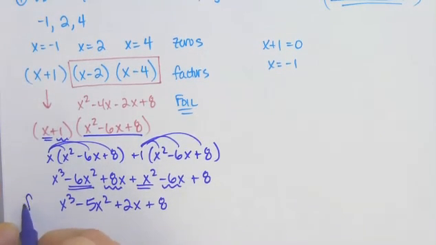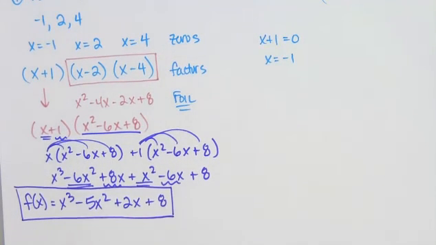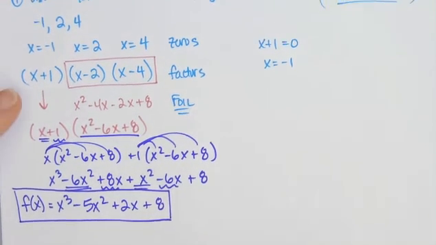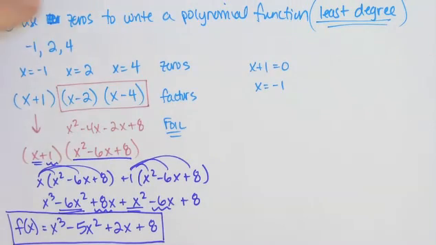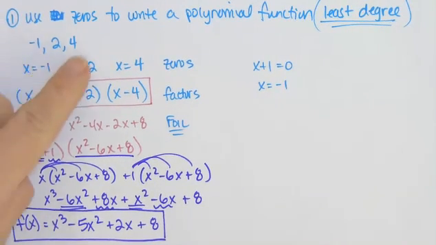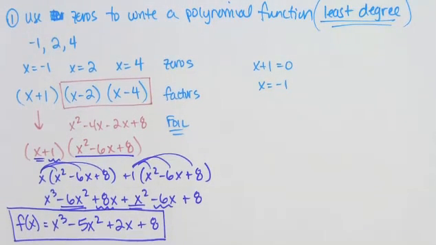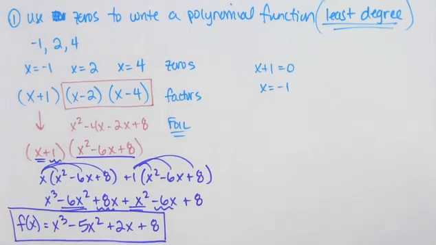Now to make this actually look like a function, because it's a polynomial function, I'm going to put f of x. You could put y, you could put g of x. And we just wrote a polynomial function of least degree, so the smallest degree we could have had was 3 because I started with 3 zeros. We really just went backwards from what you guys have done in the past. All right, let's try a couple more.